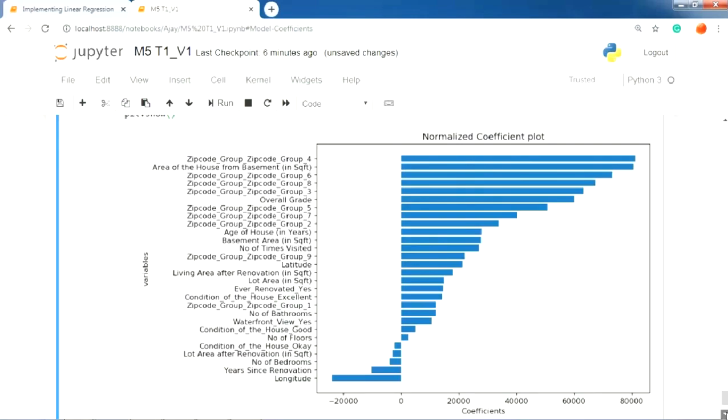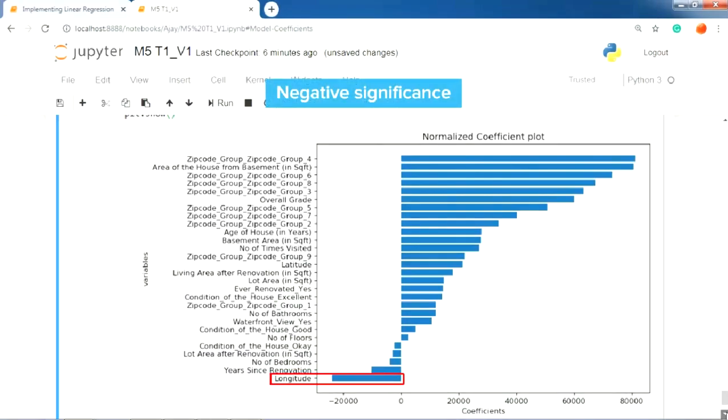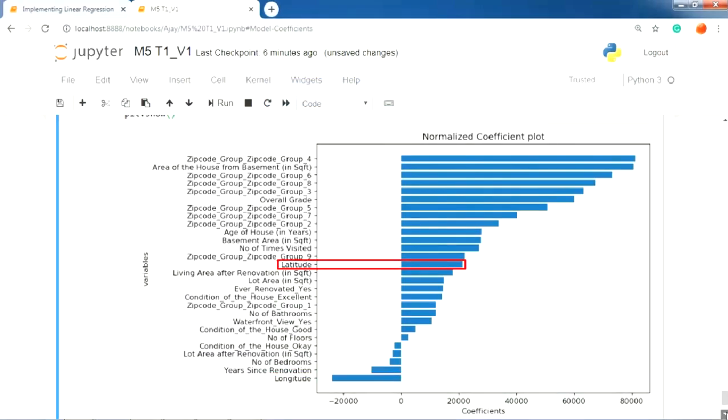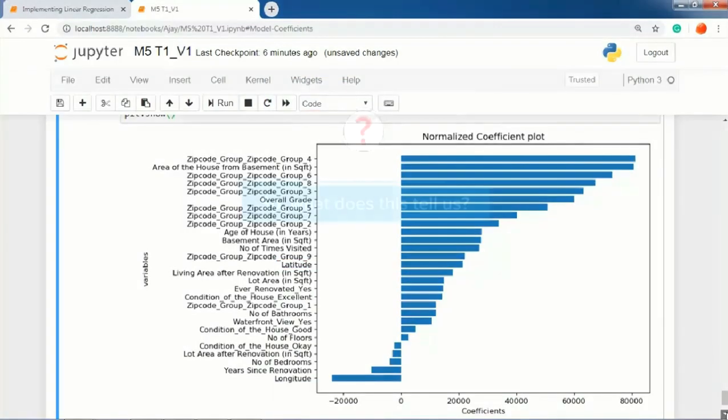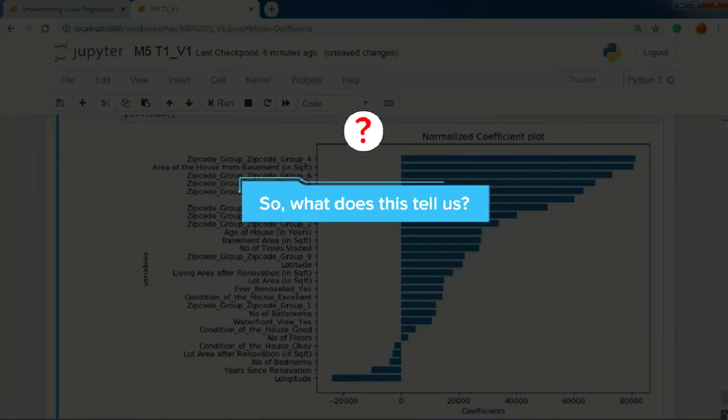The most interesting inference is the role played by the longitude and the latitude. We can infer from the plot that longitude has significant negative significance and latitude, on the other hand, has significant positive significance. So what does this tell us?